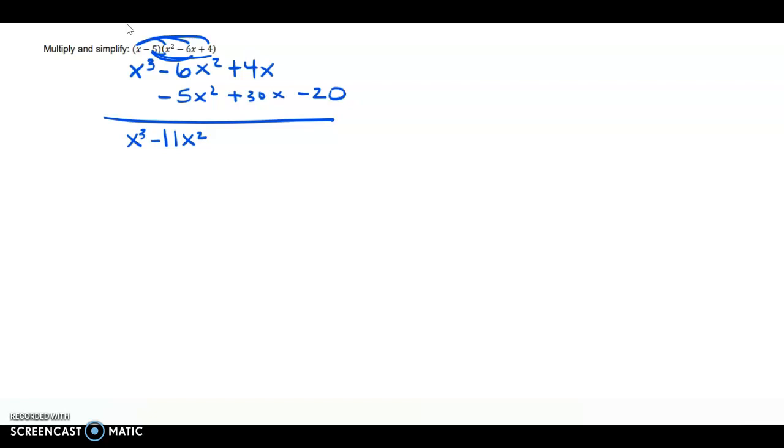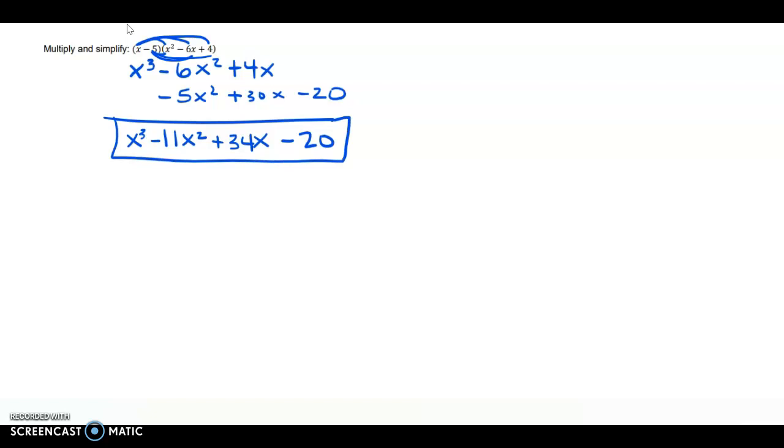Okay, for this one we have positive 4x plus 30x. So it's like we're saying, okay, I have 4 x's, and I'm going to add 30 more x's. So how many x's total do I have? Well, 34x. And then minus 20. Okay, that will be our answer on that one.